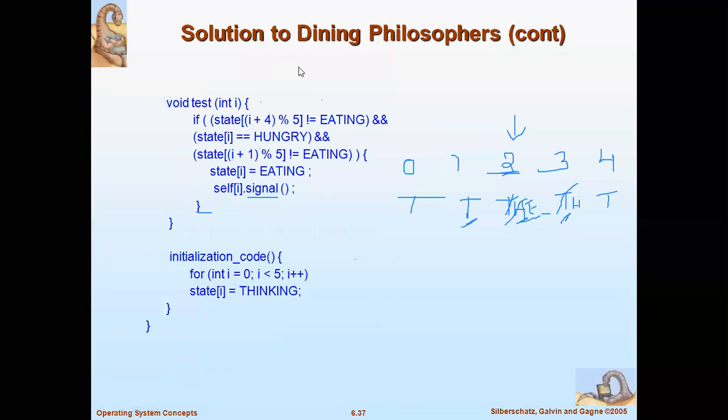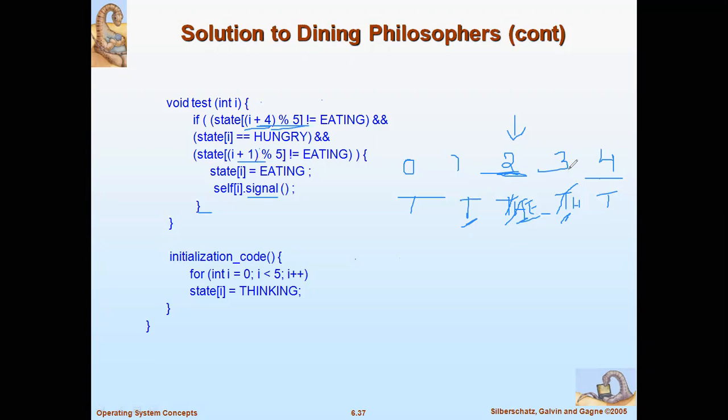So in that case, he should check if his left philosopher and his right philosopher are eating or not. Guys, this condition, i plus 4 modulo 5, will give information about the left philosopher, and i plus 1 modulo 5 will give information about the right philosopher. As you can see, we will check for 3. So 3's left philosopher is 2, right? So what do you get here? 3 plus 4 is 7. So 7 modulo 5 is 2. So 2 is the value of his left philosopher, and 3 plus 1 is 4. So 4 modulo 5 is 4. So that is the value of the right philosopher.